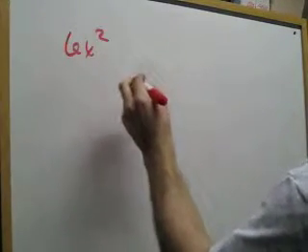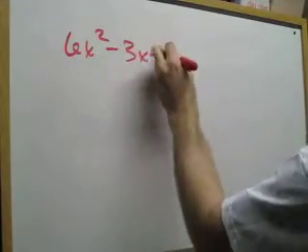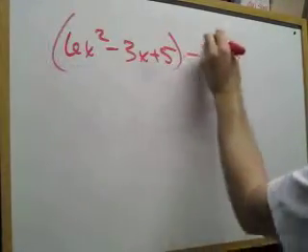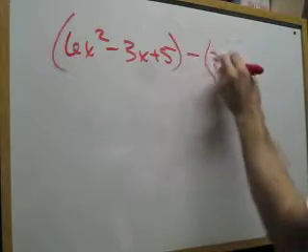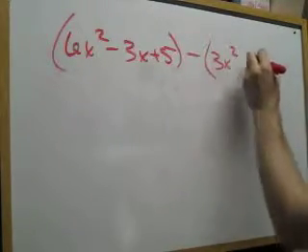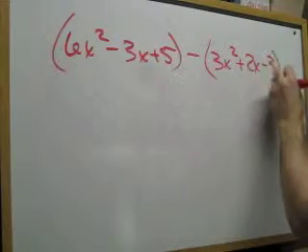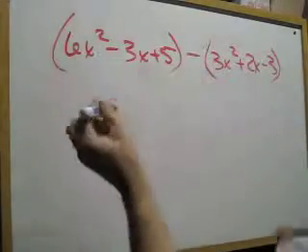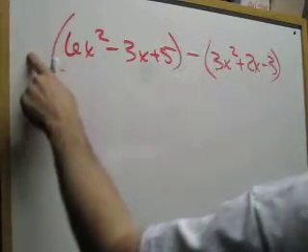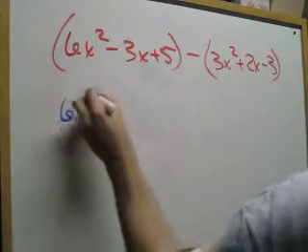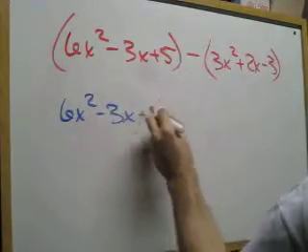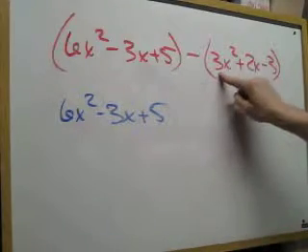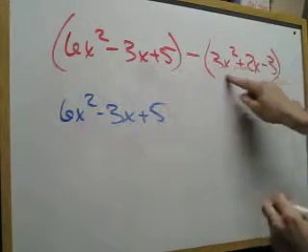So, let's start out with 6x squared minus 3x plus 5, minus 3x squared plus 2x minus 3. Alright, so the parenthesis that we have here, the first one, there's no sign out front, so it's a plus. So we don't have to do anything to take the parentheses off of it. We just take off the parentheses. But in order to take this set of parentheses off, we have to change the sign of everything in here.